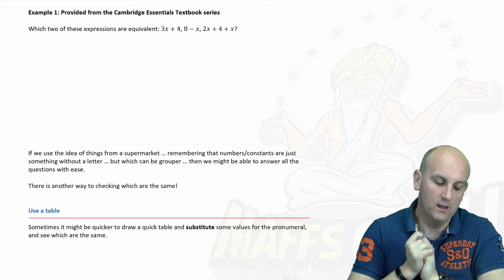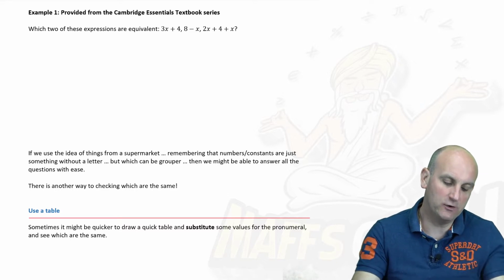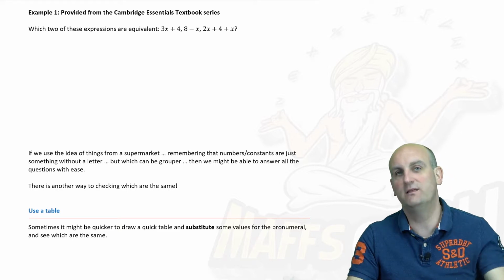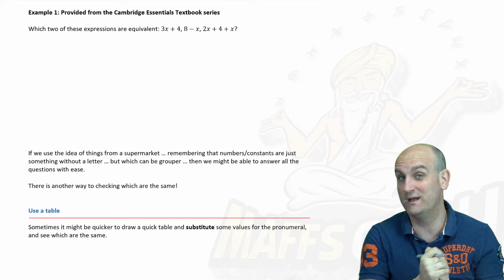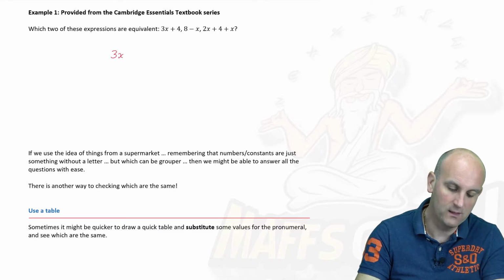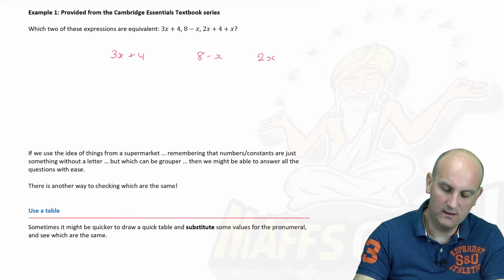Right. Which of the 2 expressions are equivalent? This question's been taken from the Cambridge Essentials textbook series. Thank you very much, Cambridge, for letting me use your work. It's brilliant. So which of these are equivalent? All right, we've got 3x plus 4. We have 8 minus x. And we have 2x plus 4 plus x.